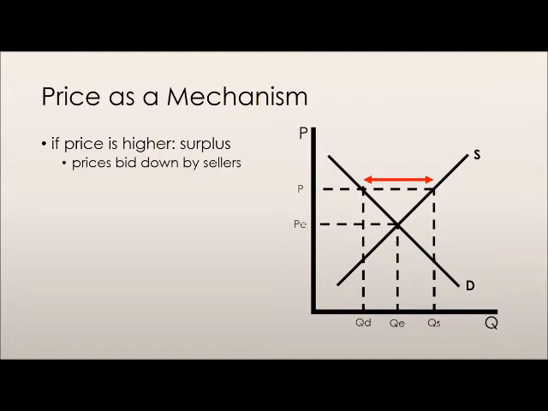Eventually, prices will keep falling due to this mechanism until we reach equilibrium, where the amount that sellers are selling is equal to the amount that buyers are buying. On the graph, this corresponds to PE and QE, or the equilibrium price and equilibrium quantity.